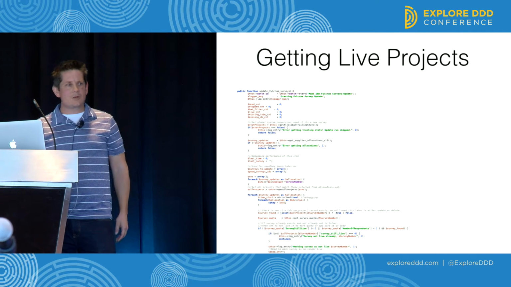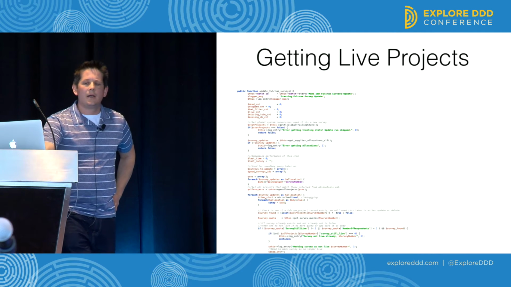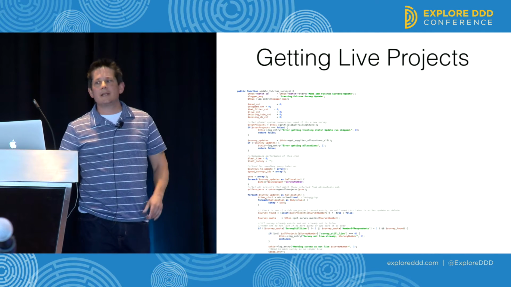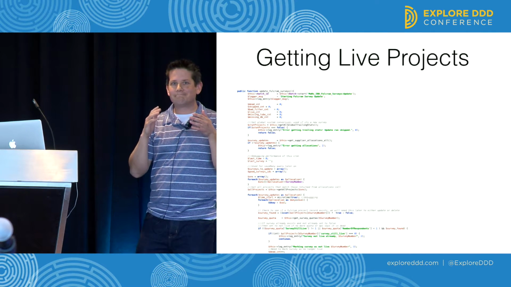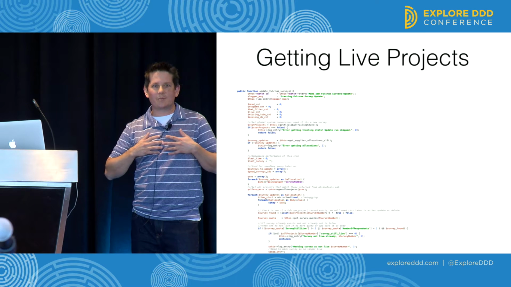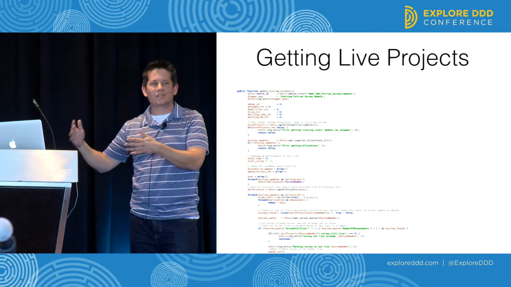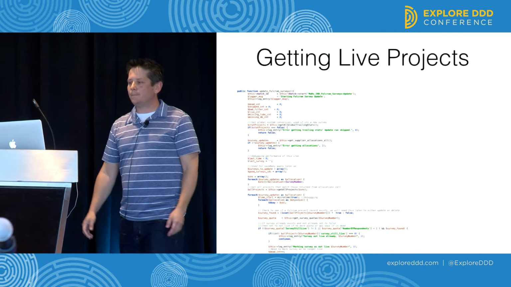So I'm going to highlight 3 critical areas of market research. And the first will be getting these live projects. Projects is sort of a term that we use in the company and with our partners. Projects are surveys. It's the same thing.